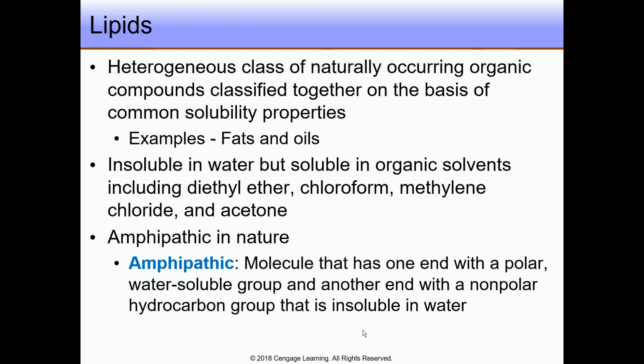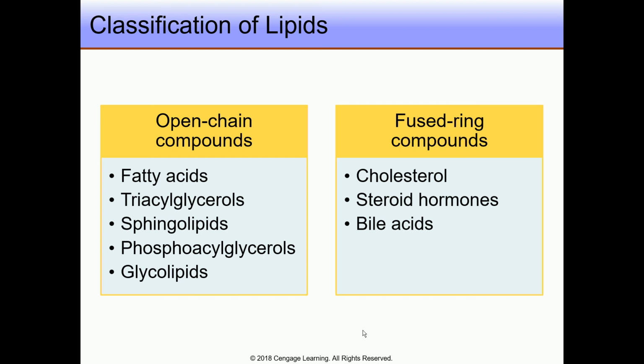So this is the classification of lipids. We can classify lipids into two broad categories. They can be open chain compounds or fused ring compounds. The open chain compounds include fatty acids, triacylglycerols, sphingolipids, phosphoacylglycerols, and glycolipids. We're going to discuss all these different kinds of lipids. And the fused ring category includes cholesterol, steroid hormones, and bile acids. First of all, let's talk about what fatty acids are.